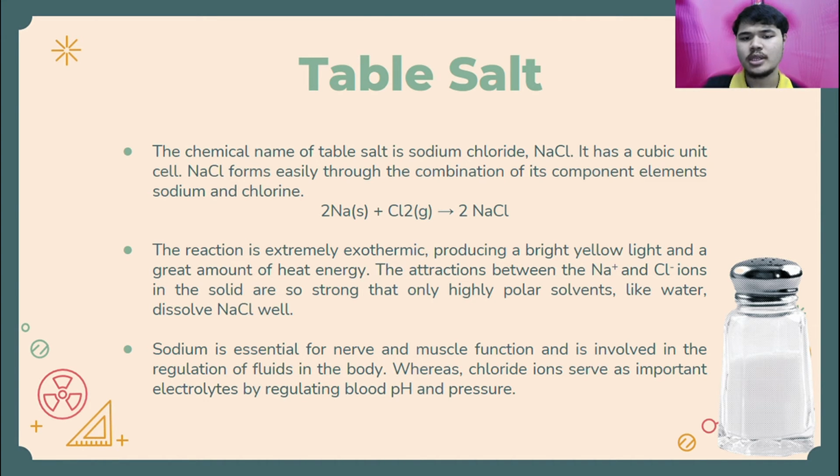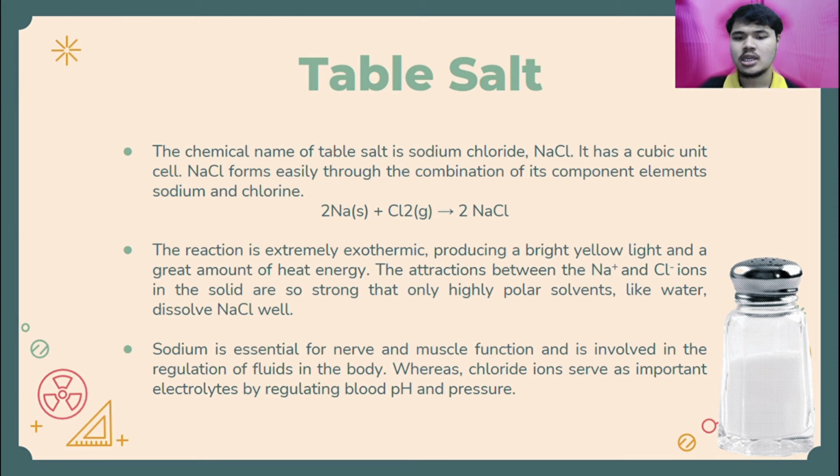It has a cubic unit cell, and NaCl forms easily through the combination of its component elements, sodium and chlorine. So the equation is 2Na plus Cl2 equals 2NaCl. The reaction is extremely exothermic, producing a bright yellow light and a great amount of heat energy. The attractions between the Na+ and Cl- ions in the solid are so strong that only highly polar solvents like water dissolve NaCl well.